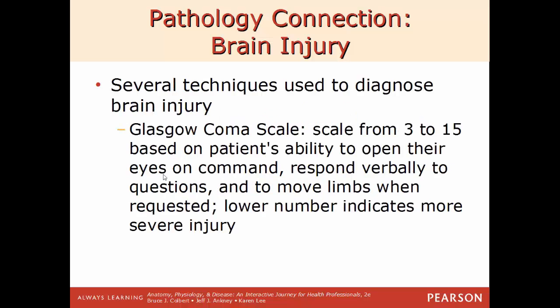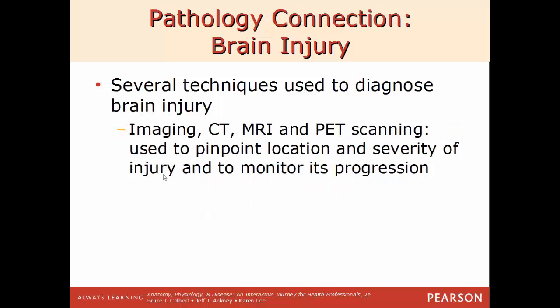Now, there are several techniques that are used to diagnose a brain injury. There's a scale called the Glasgow Coma Scale. This is based on the patient's ability to open their eyes when told to, the ability to respond verbally to questions, and to move limbs when requested. The lower the number on the scale, the more severe the injury is. There are also some imaging techniques that can be used to diagnose a brain injury: CAT scans, MRIs, PET scanning. These are used to pinpoint the location and severity of an injury and to help monitor its progression.